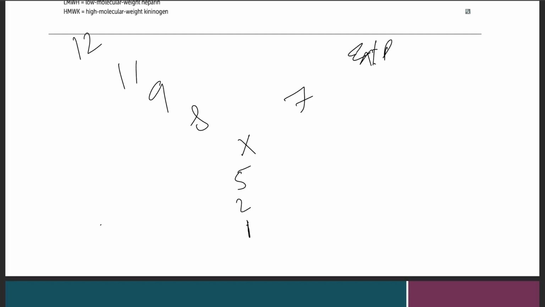Okay, so to make things easier for all these pathways, I'm gonna have something here. So we have the common pathway, in which we have factor 1, factor 2, factor 5, factor 10, and from factor 10 we're looking at factor 7 as an extrinsic pathway. And for intrinsic we said 8, 9, 10 is already there, 11 and 12. Okay, so this is the common pathway. Common.